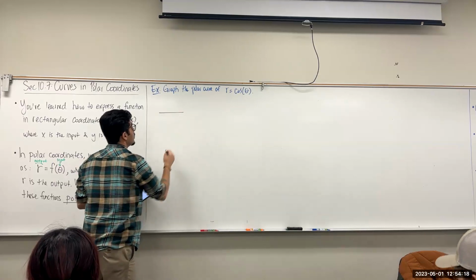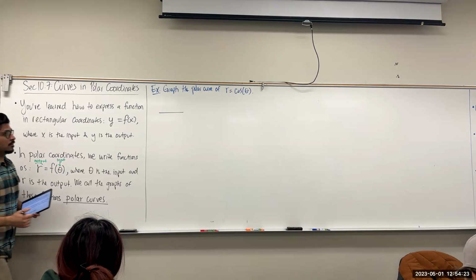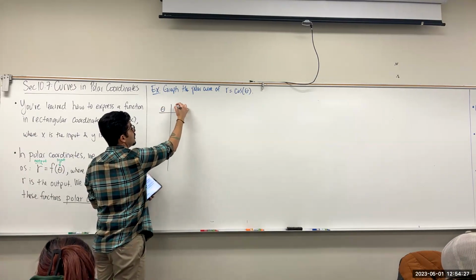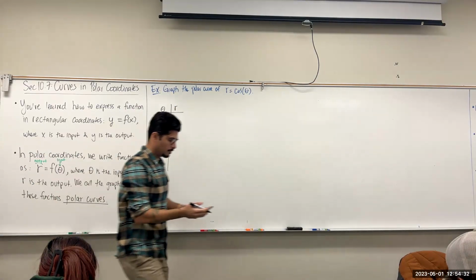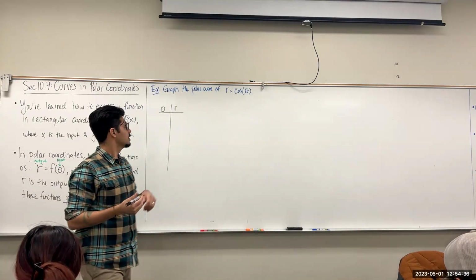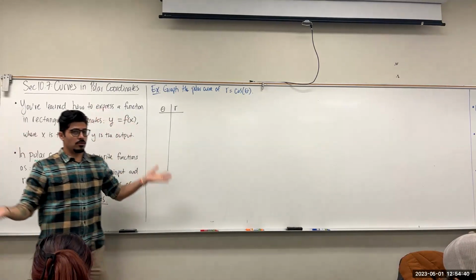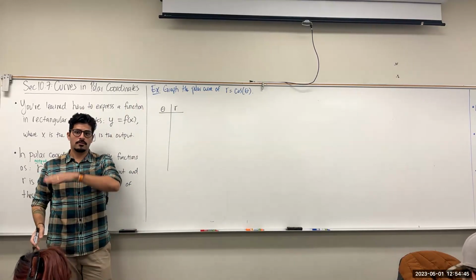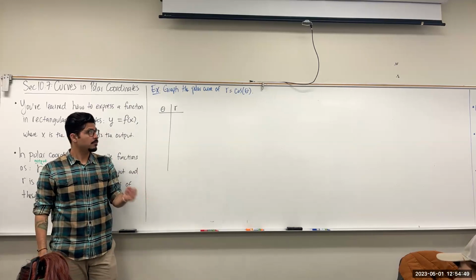But just remember, what's the input in this case? Theta. So theta comes first, and then the output is gonna be r. I might need your help with a calculator. Because we want to get the whole picture, we're usually trying to use the special angles from 0 to 2 pi.